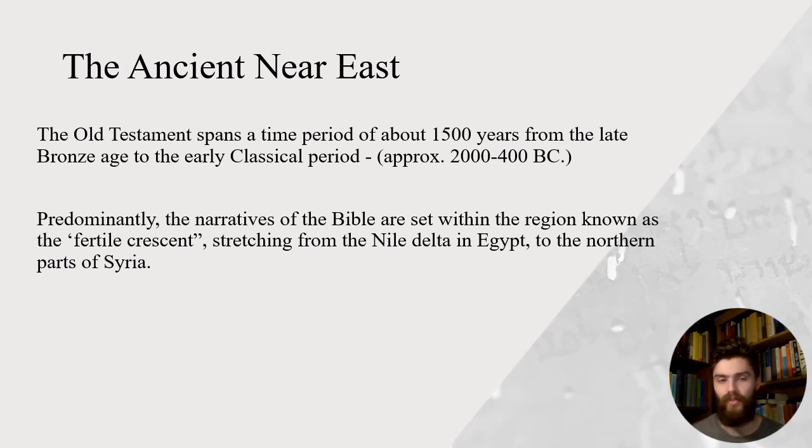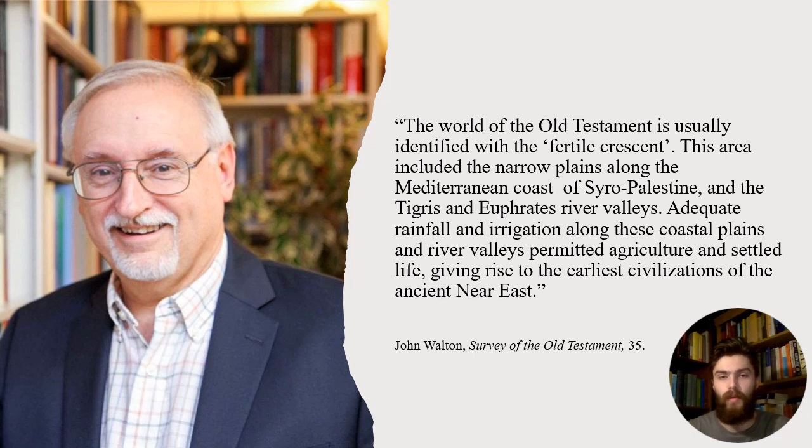It's a debated question. But regardless of this, it spans a large period from the Bronze Age to the Classical period, roughly from 2000 to 400 BC, and predominantly the narratives of the Bible are set within a region known as the Fertile Crescent, which stretched from the Nile Delta in Egypt to the northern parts of Syria. So Walton says the world of the Old Testament is usually identified with the Fertile Crescent.